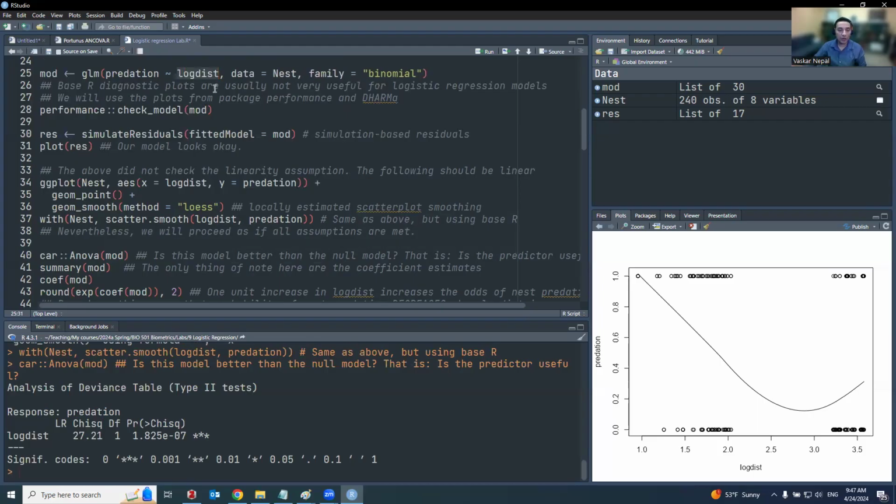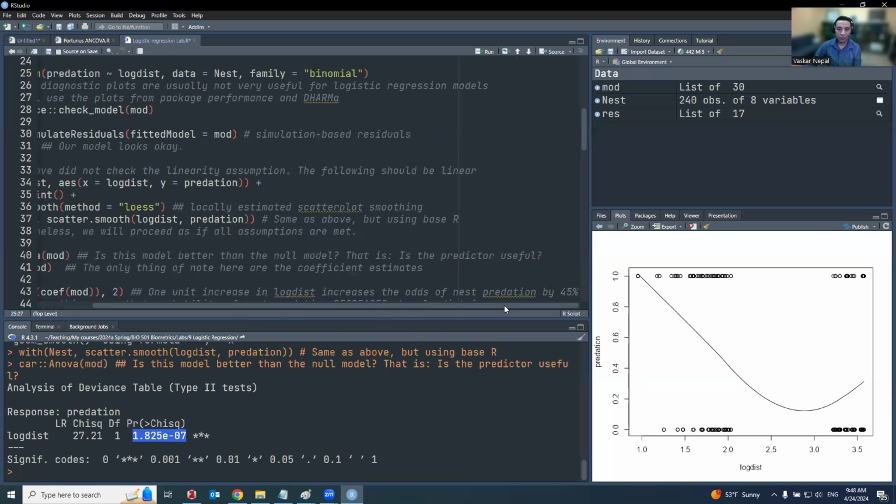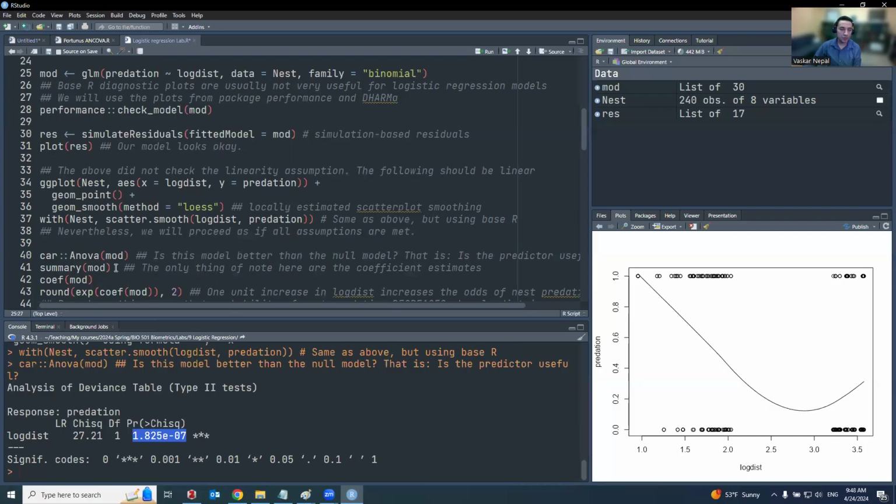But we are comparing our log dist model with a model without any predictor variable. And we find that, yes, they are significantly different, meaning that our model is statistically better than the null model. So yes, the predictor variable is important. Is the predictor variable important? Useful? Yes, it is useful.